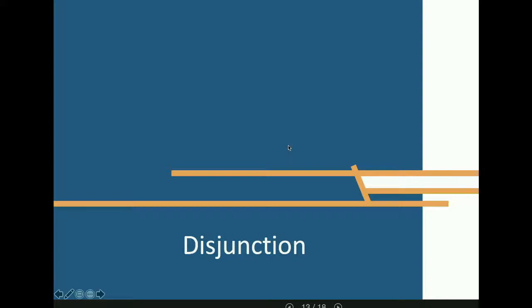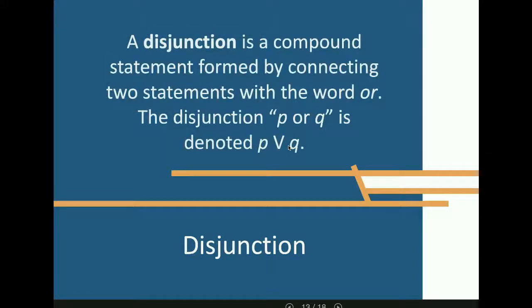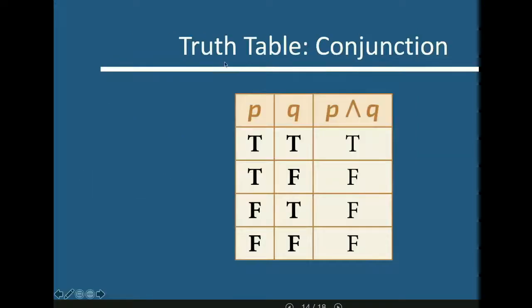The next one is a disjunction, and that's a compound statement formed by connecting two statements with the word or. And here you see the symbol for or. When we're talking about statements, remember for sets, we used the symbol that looked like a U, which we called the union of sets, and the V for statements. So that's a disjunction. So here's a truth table for conjunction.